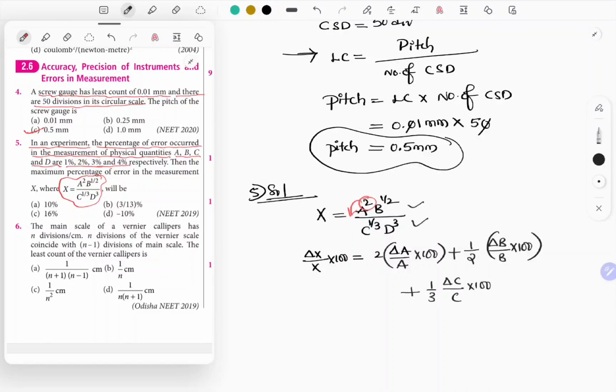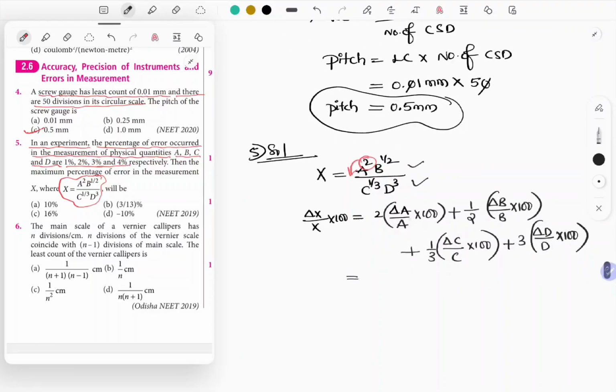It's not C by 3, C power 1 by 3 is given. So this is how we have to represent percentage error, plus 3 into delta D by D into 100. This is how we have to convert the given formula when you are about to find out percentage error in the measurement. They've already given the percentage error values directly. You just have to substitute those values. That's all.